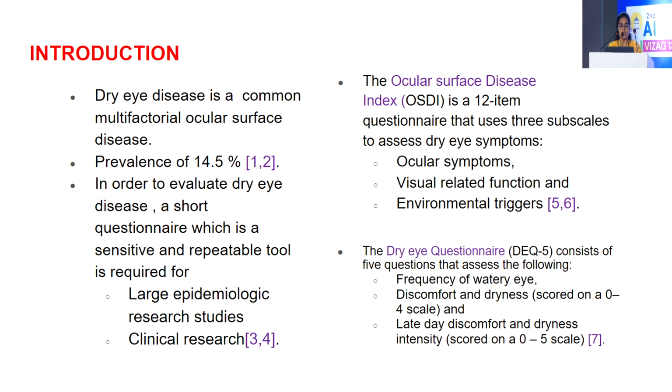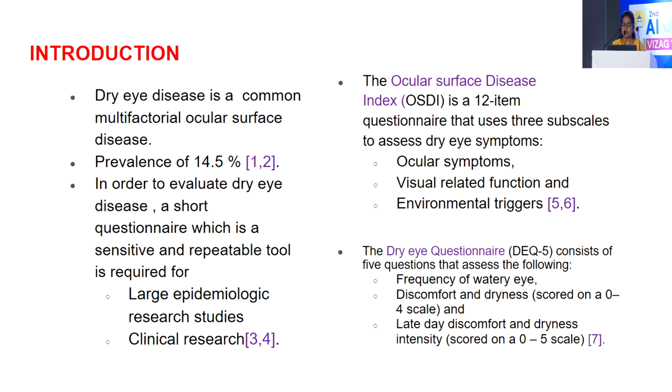To begin with, dry eye disease is a common multifactorial ocular surface disease with prevalence of 14.5%. In order to evaluate dry eye disease, a short questionnaire, which is a sensitive and a repetitive tool, is required for large epidemiological research studies and clinical research. The Ocular Surface Disease Index is a 12-item questionnaire that uses 3 subscales to assess the dry eye symptoms, mainly ocular symptoms, visual-related function, and environmental triggers.